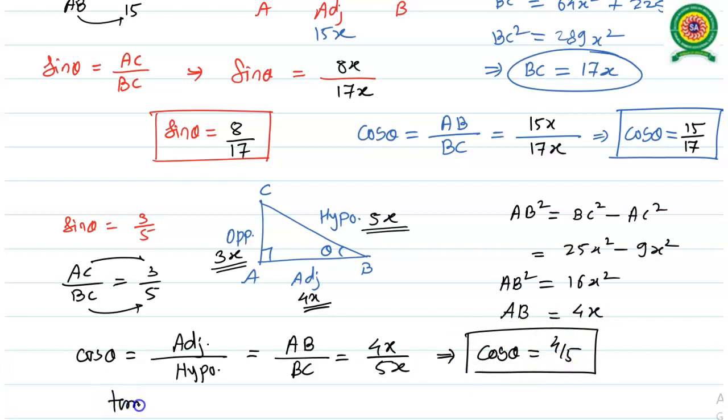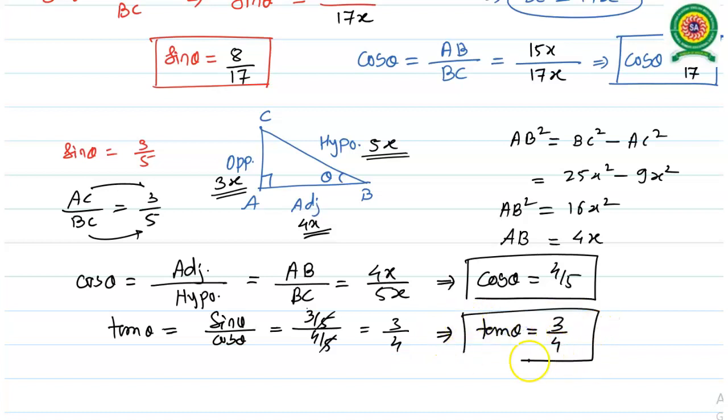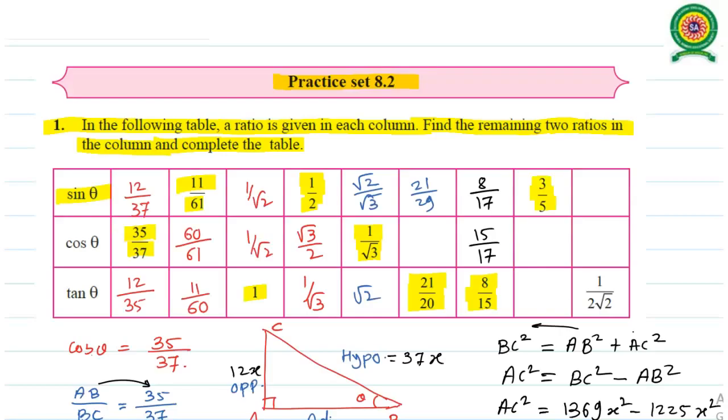Now to evaluate tan of theta, it is sin theta divided by cos theta. Sin theta is already given as 3 by 5 and cos theta we obtained as 4 by 5. The 5 from both denominators gets cancelled. So the value of tangent of theta is 3 by 4. Let's put those figures on the table: cos of theta is 4 divided by 5 and tan of theta is 3 by 4.